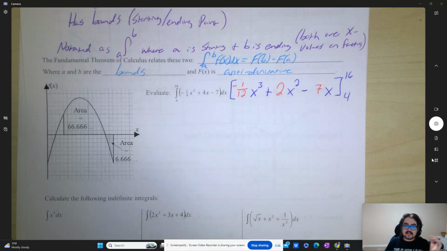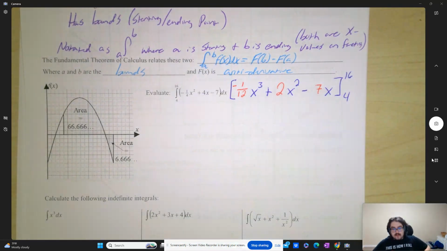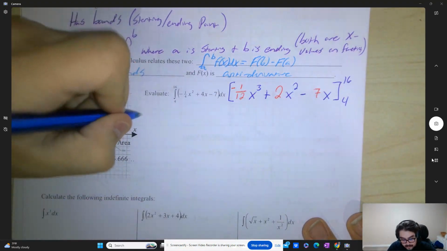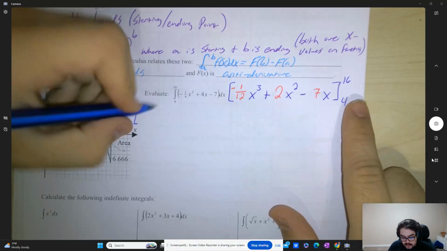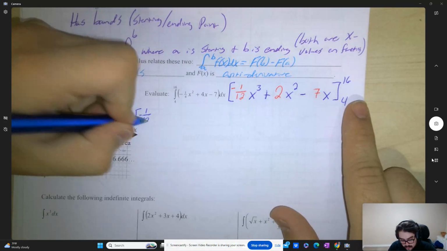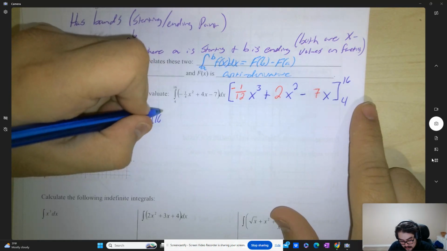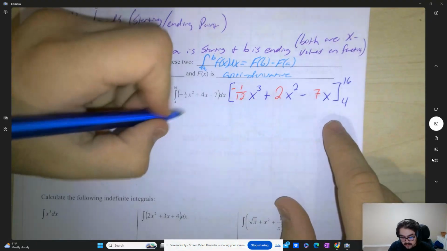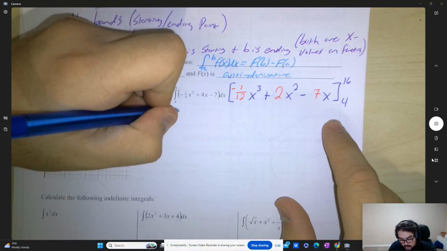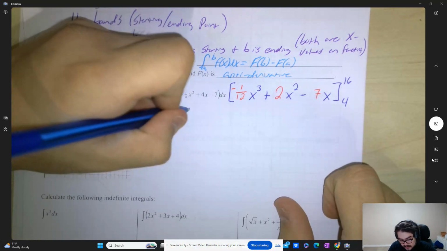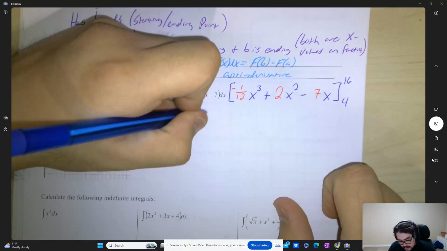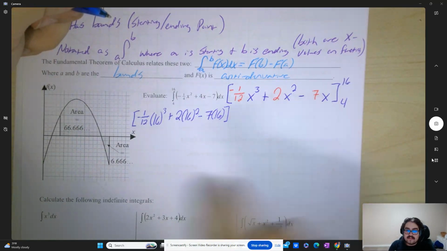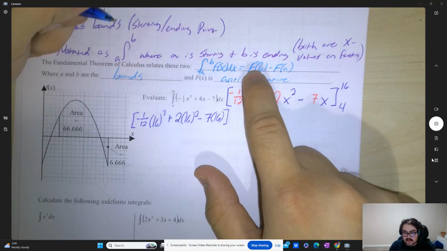Okay, so now I have not finished yet because I need to apply my bounds to it. This is going to look really weird. It's going to be a really messy problem, okay? So now I'm going to apply my bounds to it. This is going to be negative 1/12 times 16 cubed. So you see that I'm taking 16 and replacing all the x's in here with 16, okay? Plus 2 times 16 squared minus 7 times 16. Okay? That's this capital F of B.